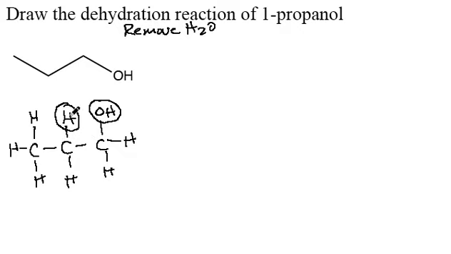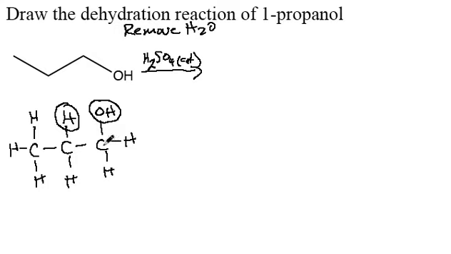Therefore, when we remove the H and the OH, we're going to make water, and we're also going to make a double bond. So the result of dehydration of an alcohol is going to be an alkene. In order for this reaction to happen, we need to have an acid catalyst. In this case, I'm going to use some sulfuric acid. And what we're going to do is we're going to make an alkene.